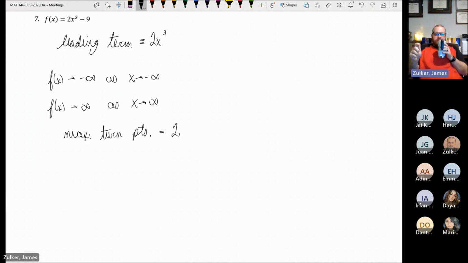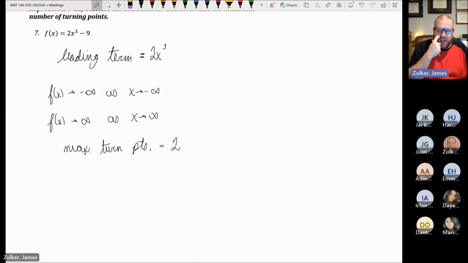Right now, it is impossible to determine the exact number of turning points. Well, not totally impossible, right? Because for this one we can, because it's one of the toolkit functions. It's a cubic. That's a toolkit function, so we can tell. For the most part, it's going to be impossible for us to determine the exact number of turning points without graphing it using a graphing utility.